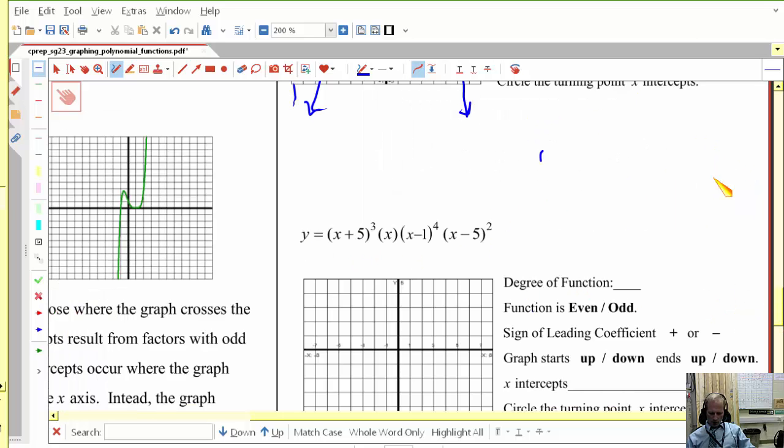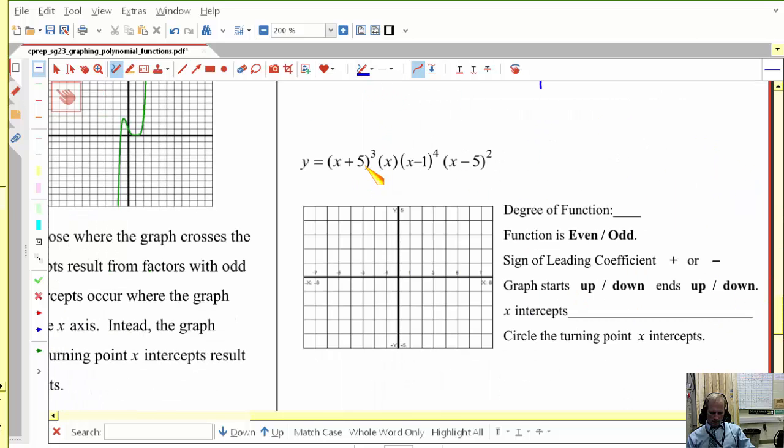All right, this next one is, let's see, so what is the degree of the function? It would be 3 plus 1 plus 4 plus 2. That is 6 and 4, or 10. 10 is an even number. The sign is positive of the leading coefficient. That means even positive is up and up. My x-intercepts are -5, 0. When you have an x all by itself as a factor, the corresponding x-intercept is 0, 1, and 5.